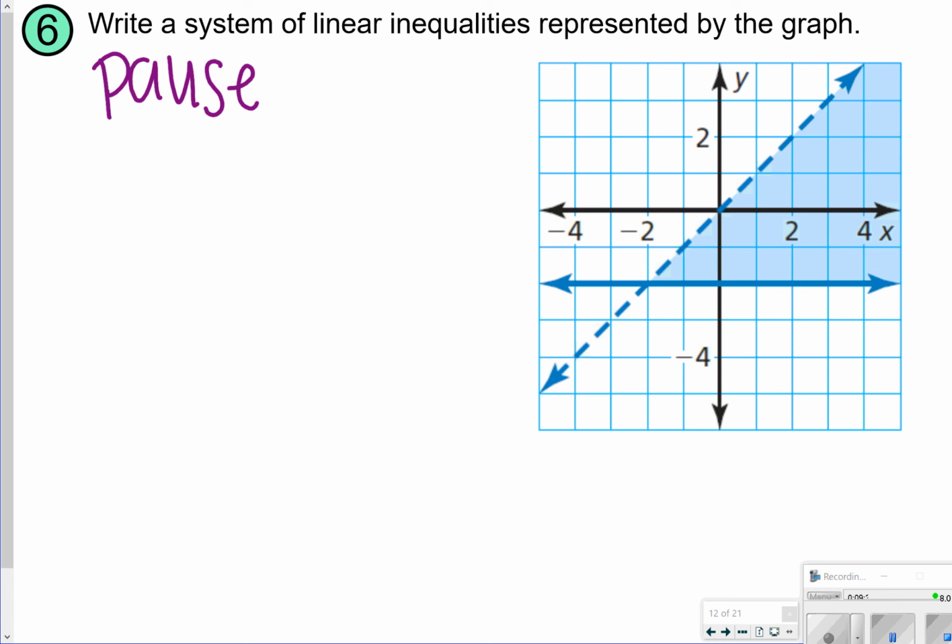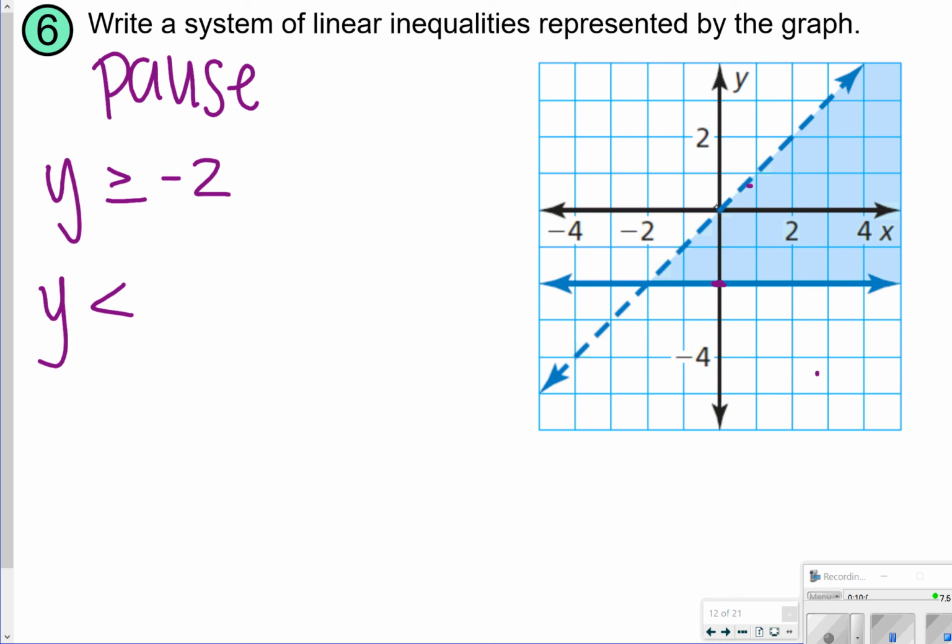Okay. So for the first one, I'm going to say y. On the y-axis, we have a -2, and it is shading up, so that is greater than or equal to -2. The next one, I can still put in slope-intercept form. So y, and this one looks like it's being shaded down, and no solid line, so that would be less than.